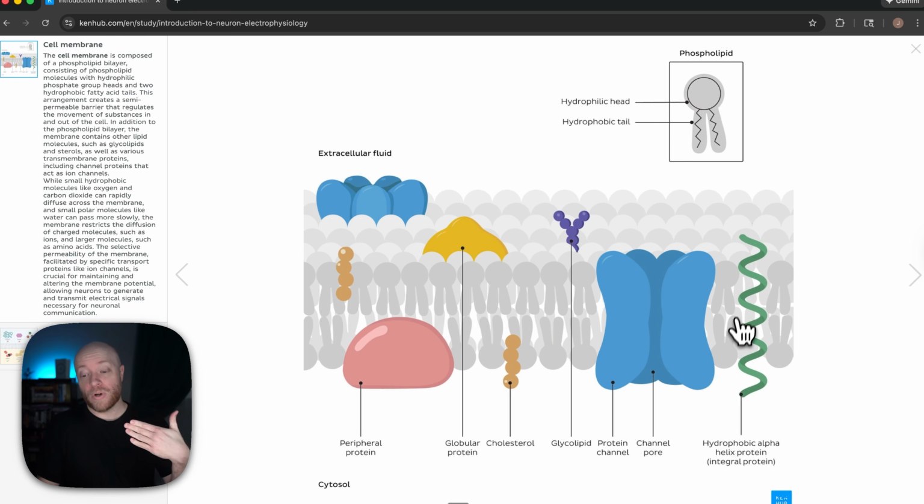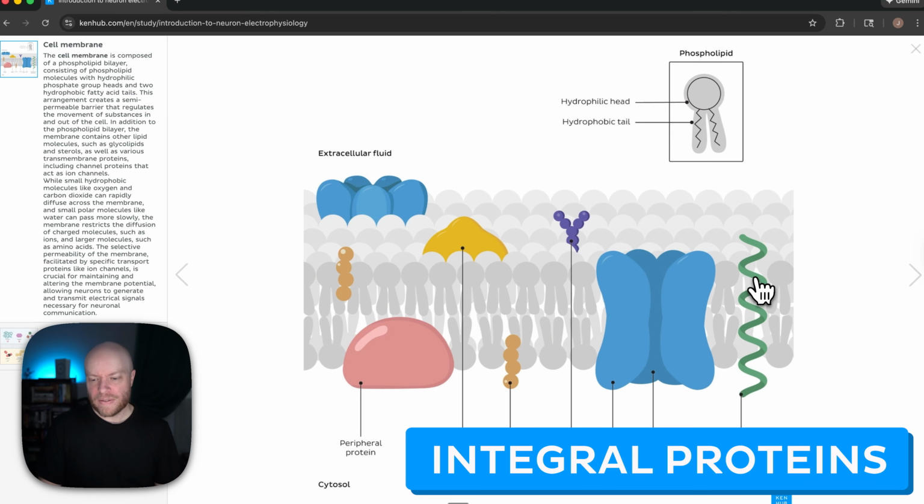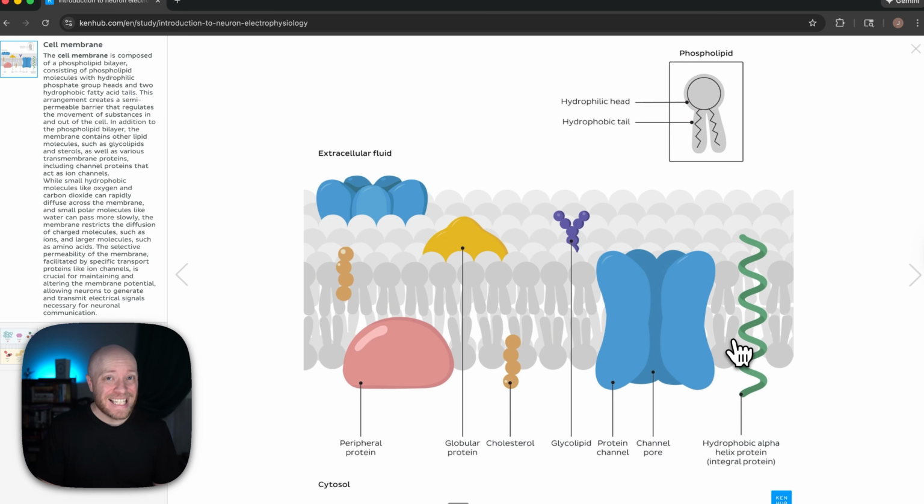All right, then you have what are called the integral proteins. These ones will actually span the entire length of the membrane. So if you look here, the peripheral protein doesn't, the globular protein doesn't, but the integral proteins are actually going to span the entire length of it. And they themselves are hydrophobic as well, and that mixes with the hydrophobic nature of the phospholipid.